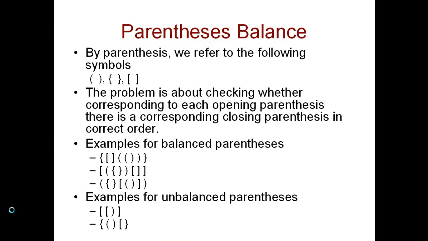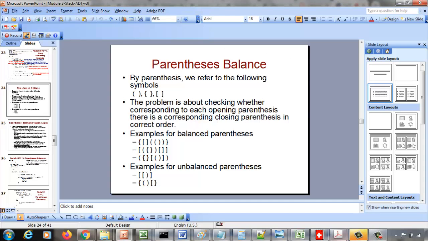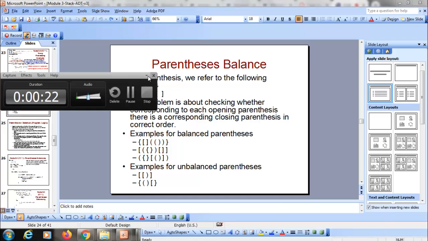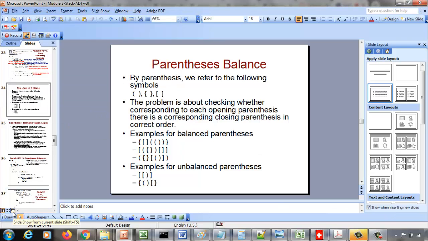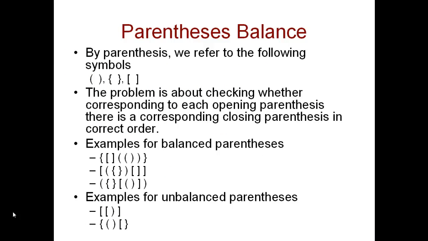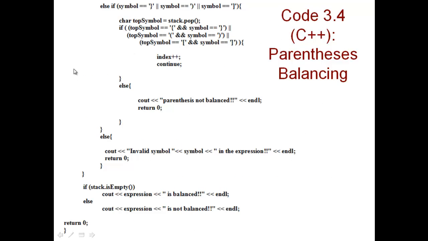Okay, so what we are going to look at is called parenthesis balancing. These are the three possible symbols you might have seen for parenthesis. Even when you're writing your code, you have to make sure that the parentheses you write are balanced, in the sense that, let me show an example here.